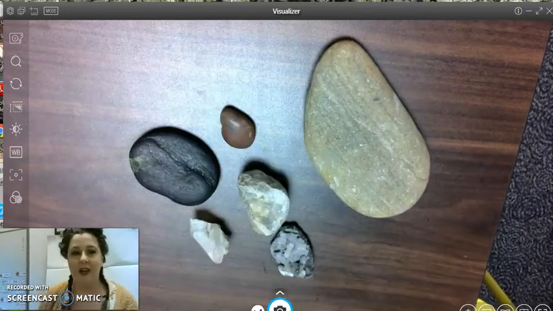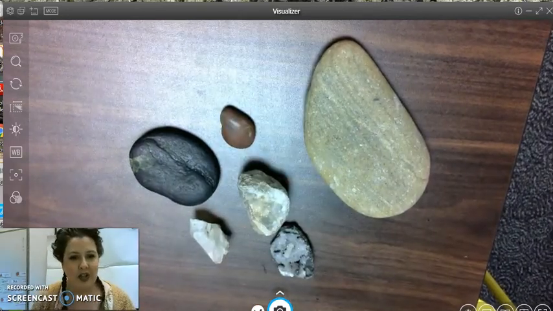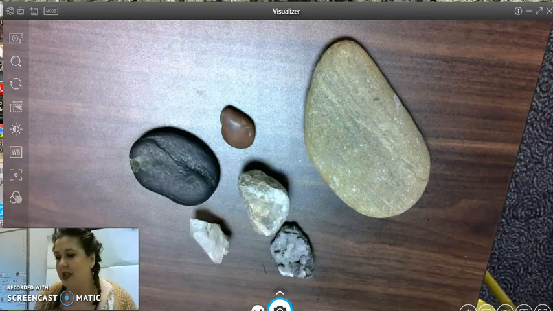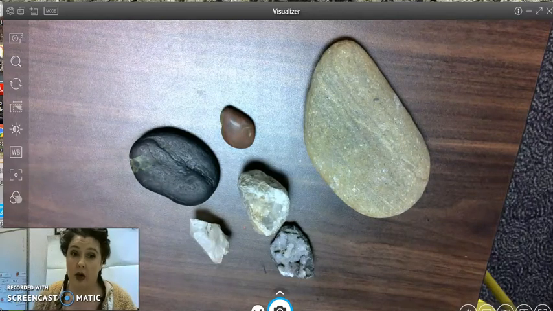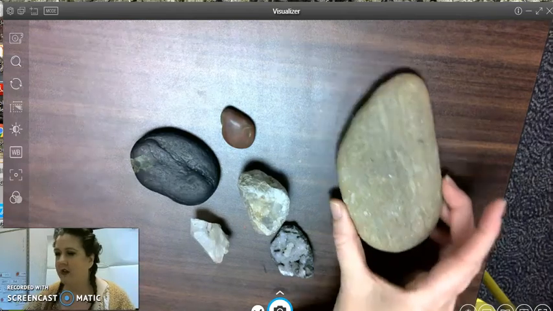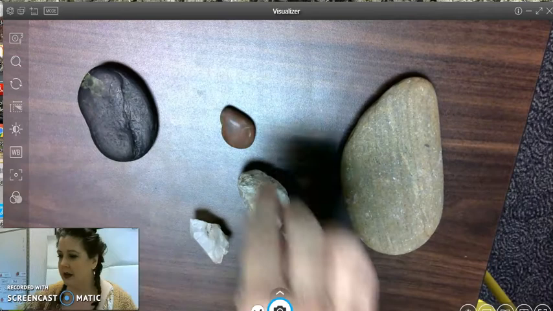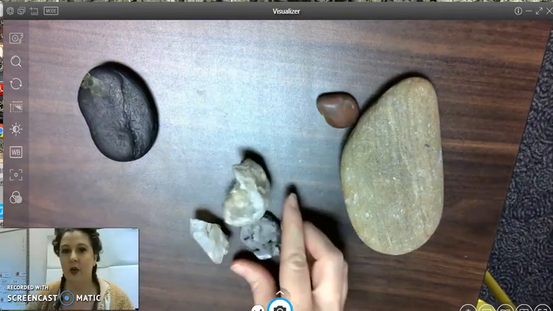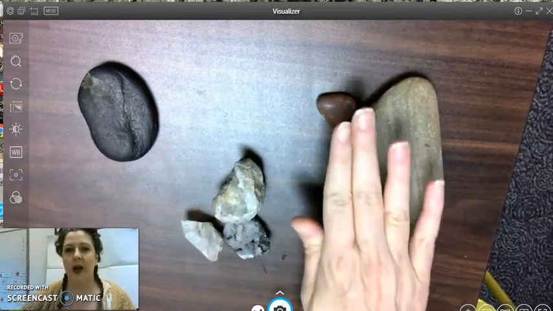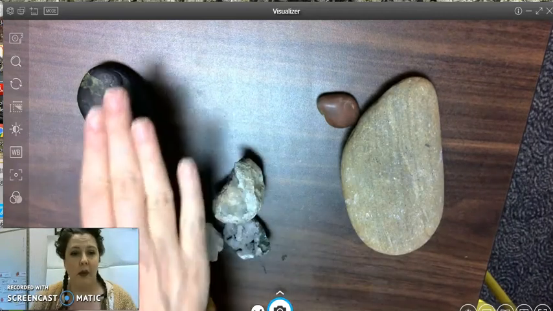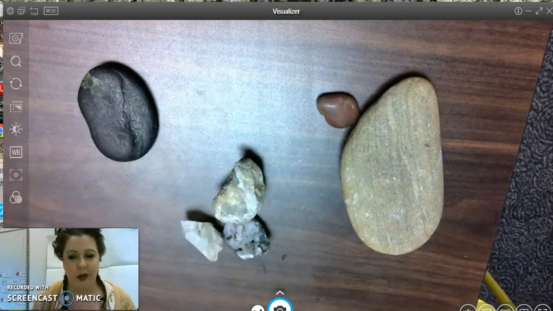Can you tell what's the same about all of these things? Yeah, these are all rocks. So I have a rock collection. My rock collection can be sorted by color. So I have kind of this brownish color. I have a black. And then I have some grays. So brown, gray, and black. I could sort my rocks by color.